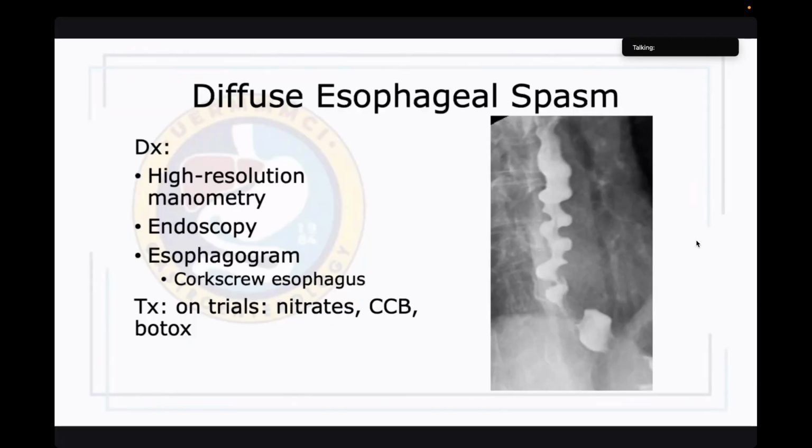prolonged contractions. Endoscopy and barium swallow can also be done to rule out any kind of inflammation and masses in the esophagus. And on barium esophagogram, DES has a characteristic corkscrew or rosary beads appearance, which reflects abnormal contractions that lead to the curling of the esophagus. Pharmacologic therapies are not really very effective for DES, but the medications that are on trial are nitrates, calcium channel blockers, and botulinum toxin.